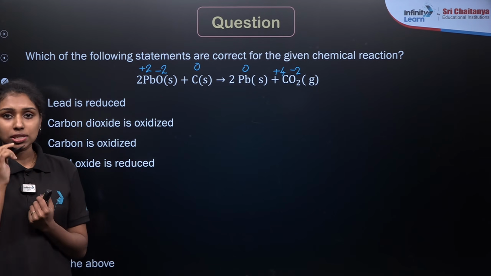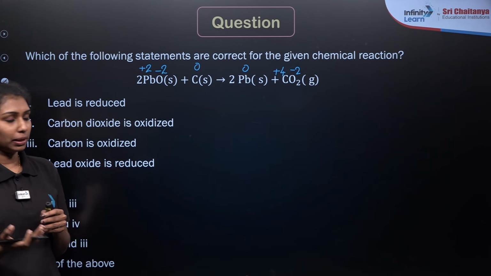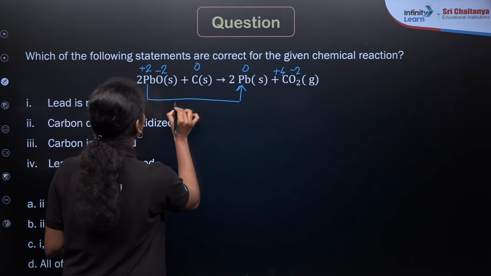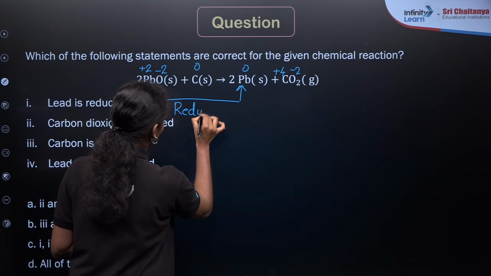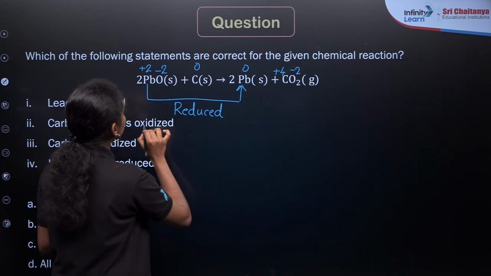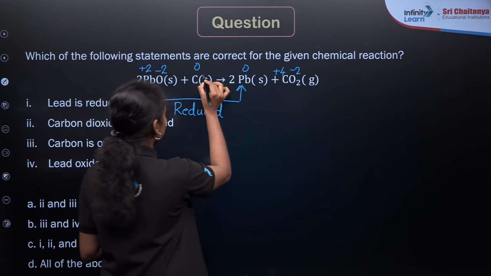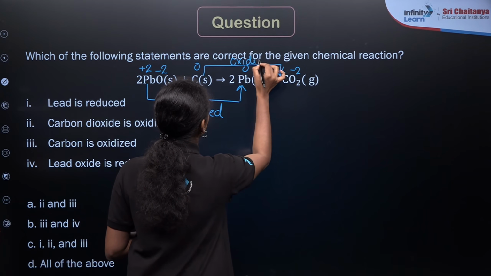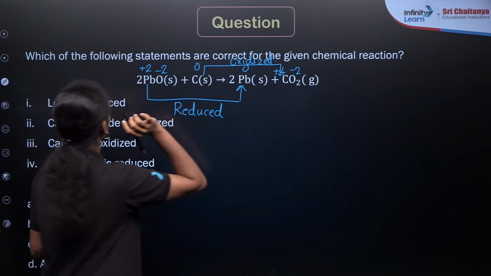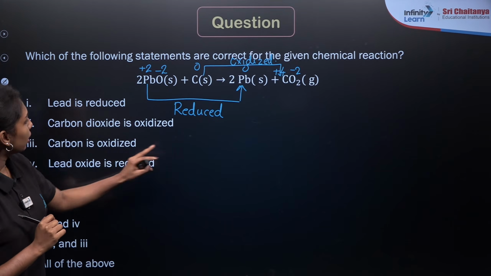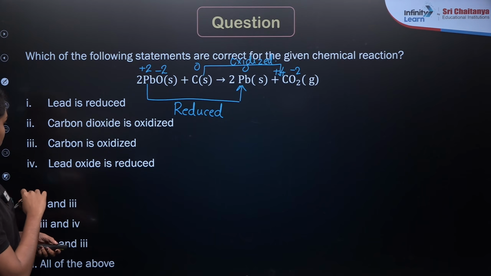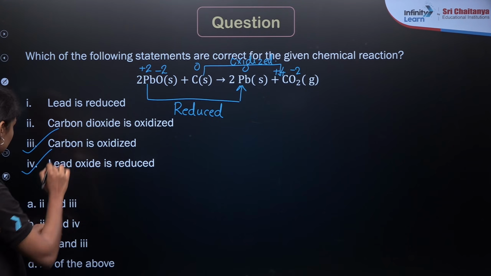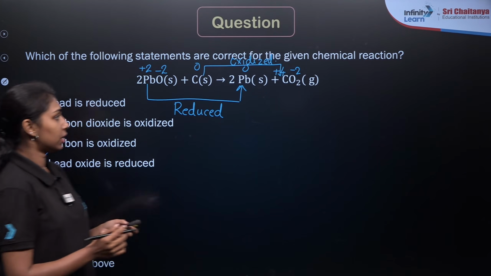So we need to identify the oxidation or reduction based on the oxidation number method, right? If I take lead oxide to lead, the oxidation number decreases, which means it is reduced. Then what about the case of carbon? Oxidation number increases from 0 to +4, which means it is oxidized. So what is the given answer here? Lead oxide is reduced and carbon is oxidized, right? Carbon is oxidized, which means 3 and 4 will be the correct answer. That means option B is the correct answer.